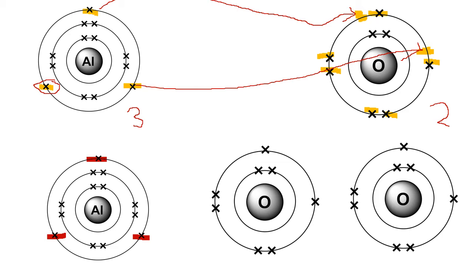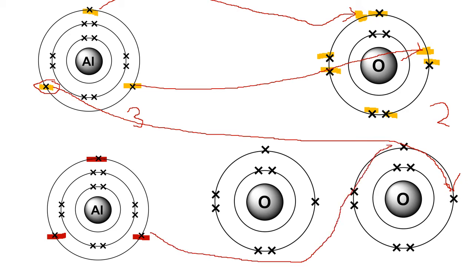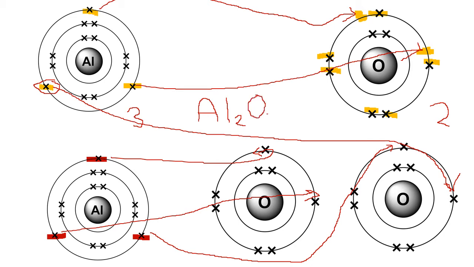And then you'll see an electron from this aluminium atom would go there. This one might go here. This one over here. And this one here. And what that means is all of these atoms would have complete full outer shells, and the formula would be aluminium 2, so Al2, and oxygen 3.